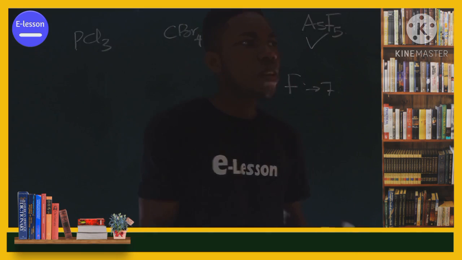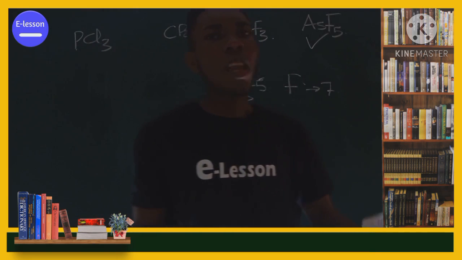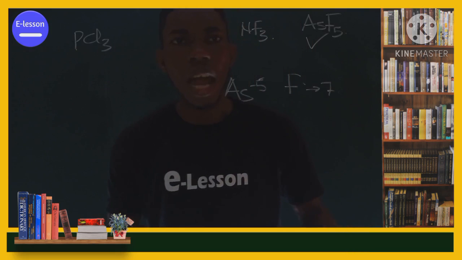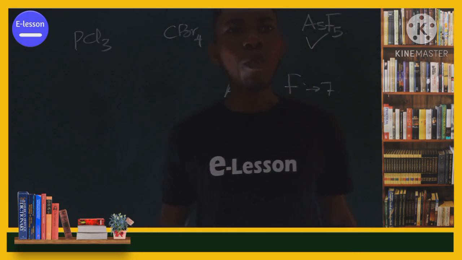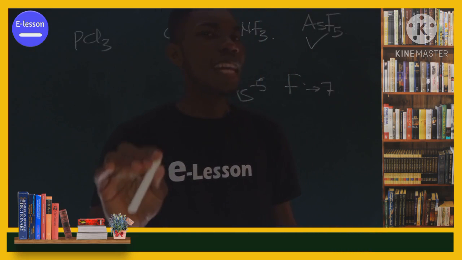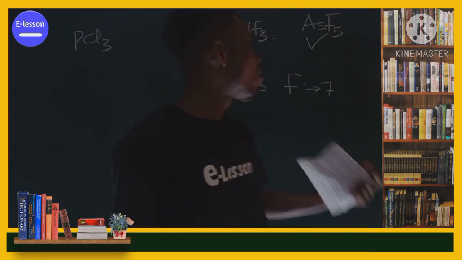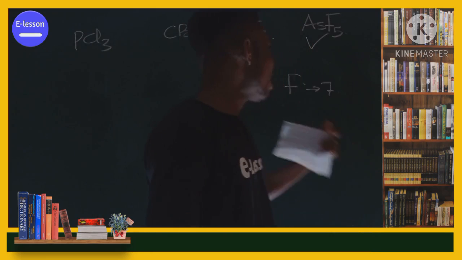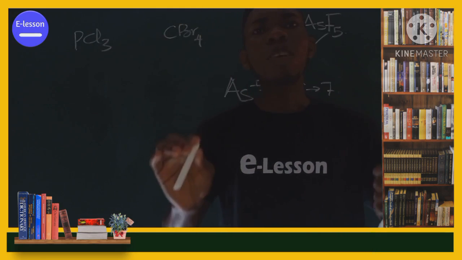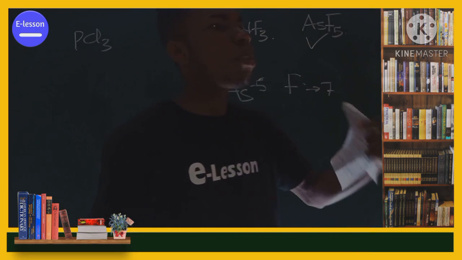So in this case, what we are going to do is draw the Lewis dot structure for both of them. And the rule for drawing the Lewis dot structure is that the least electronegative atom should be the central atom. But on no account must hydrogen be the central atom. Of course, hydrogen is not given in this case. So between arsenic and fluorine, which one is more electronegative? Of course, we know that fluorine is one of the most electronegative elements in the periodic table. So fluorine is more electronegative than arsenic.